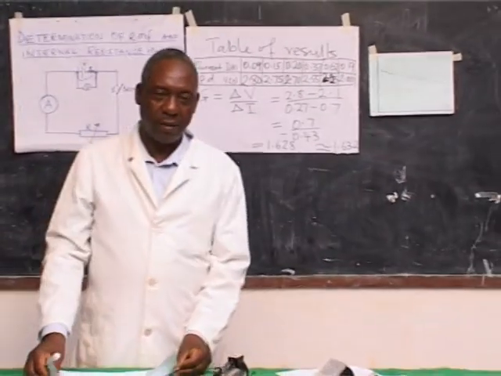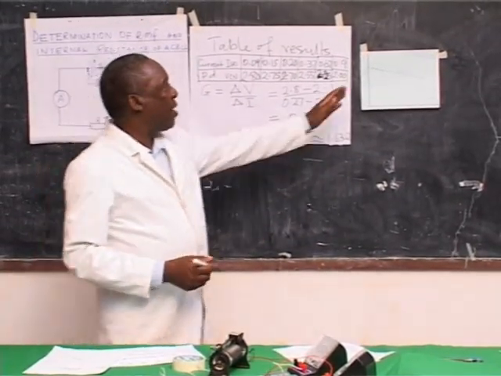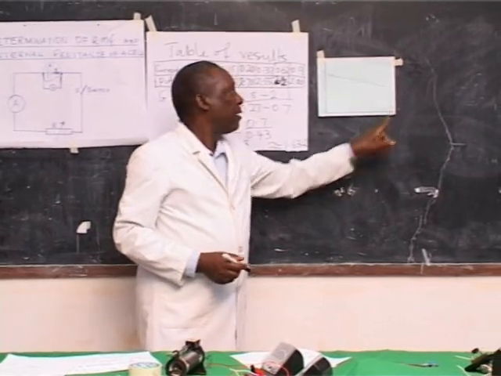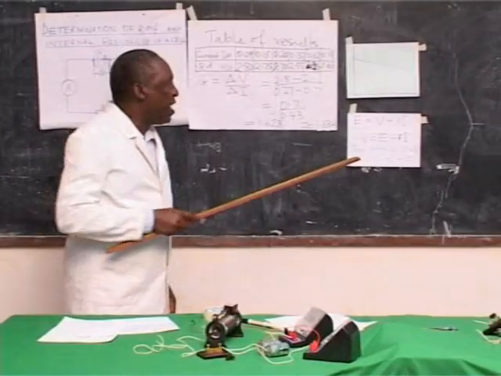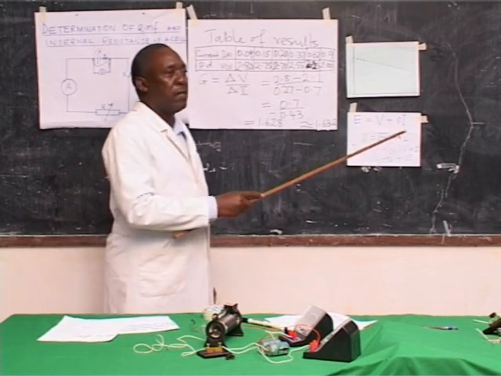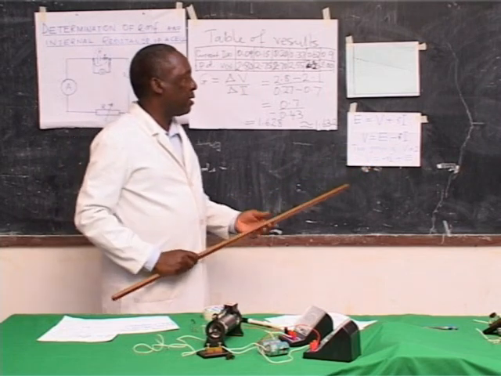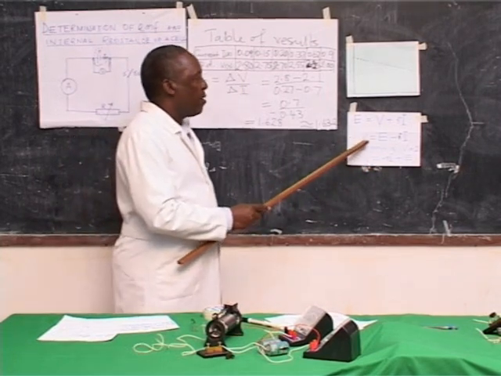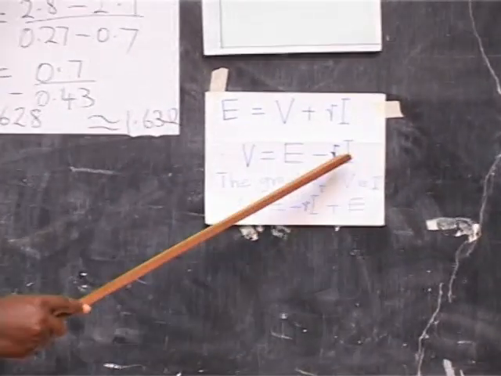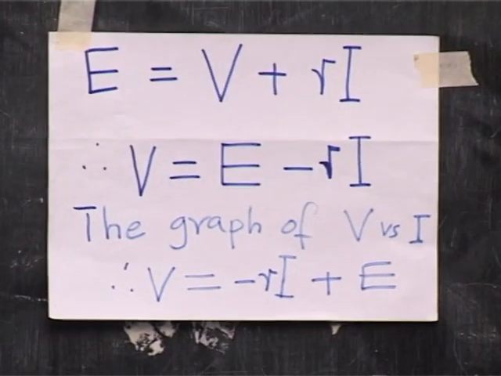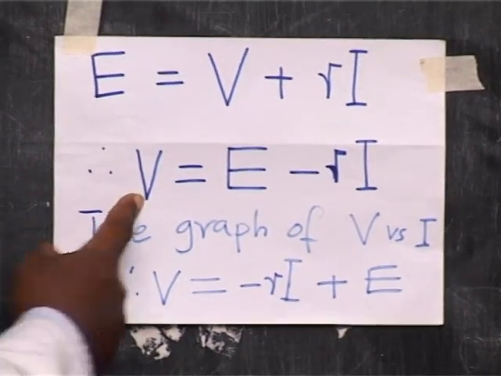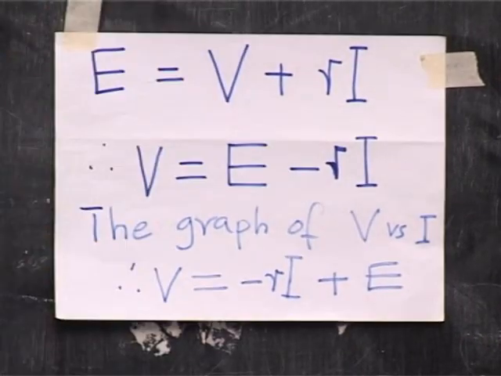Now the interpretation is that our graph is the potential difference versus current, which means EMF in the circuit is equal to the potential drops in the whole circuit. Changing this, we have potential drop equals EMF minus the internal resistance times I.